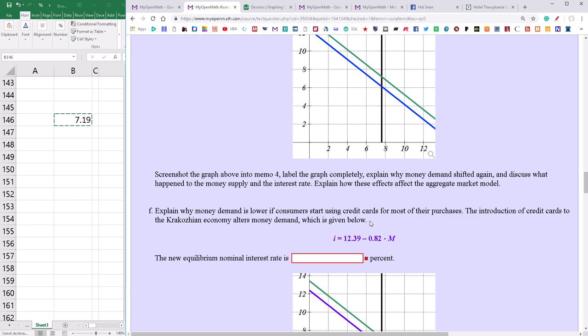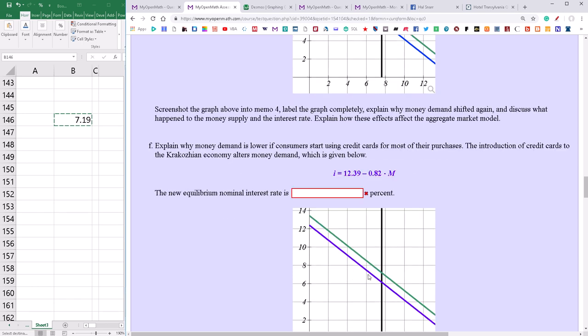Now down here, money demand decreases. So if consumers start using credit cards for most of their purchases, that means people don't have to hold as much money in their checking accounts. So that is usually associated with a decrease in demand. So this will usually result in lower interest rates. So let me copy this into Excel and recalculate the interest rate. So the interest rate falls as demand falls, 6.15.